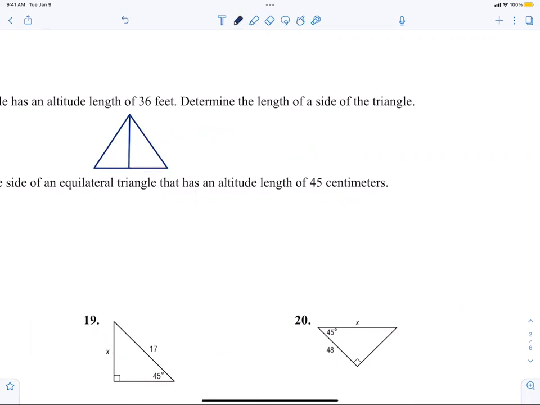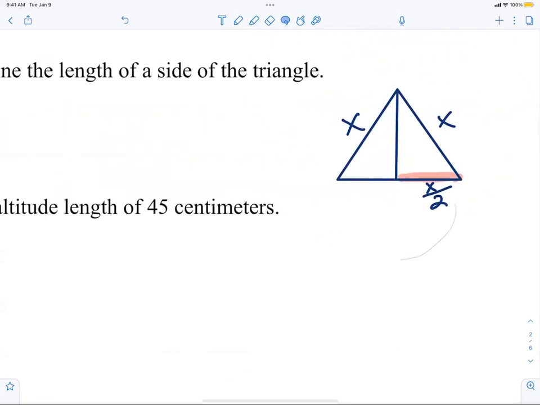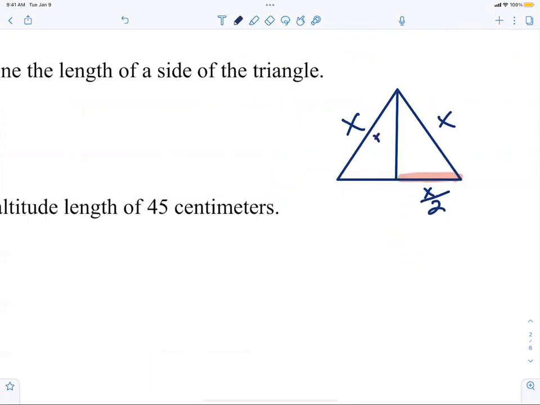If this is X, come on. This is X. What's this distance right here, guys? X over 2. This length is X over 2. Maren, do you understand that or not? So that means this is X divided by 2 times radical 3.